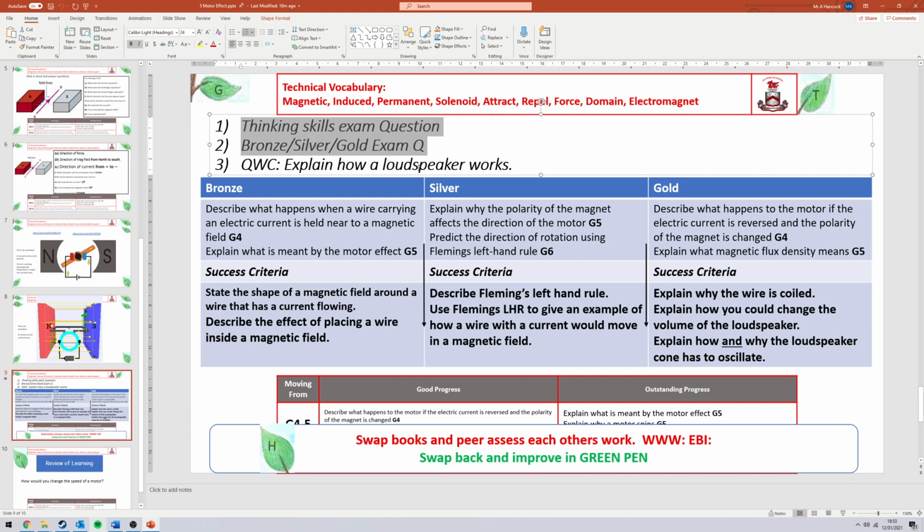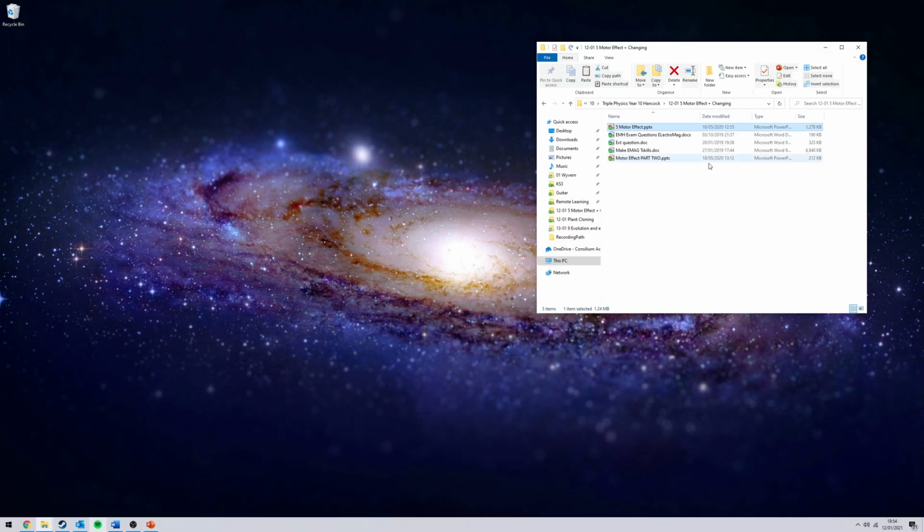The 1 and 2 are recap questions, okay? It's sort of stuff you've done before, but a bit more difficult. Part 3 is explain how a loudspeaker works. Now, in the folder, there will be a picture of a loudspeaker. I would like you to use your new rule that you figured out to describe how a loudspeaker works. Okay, I'm going to minimize this.